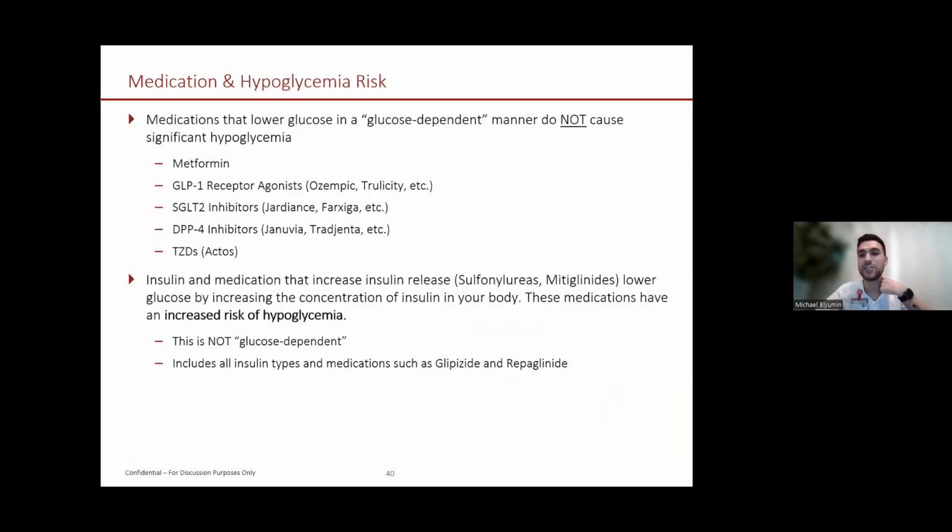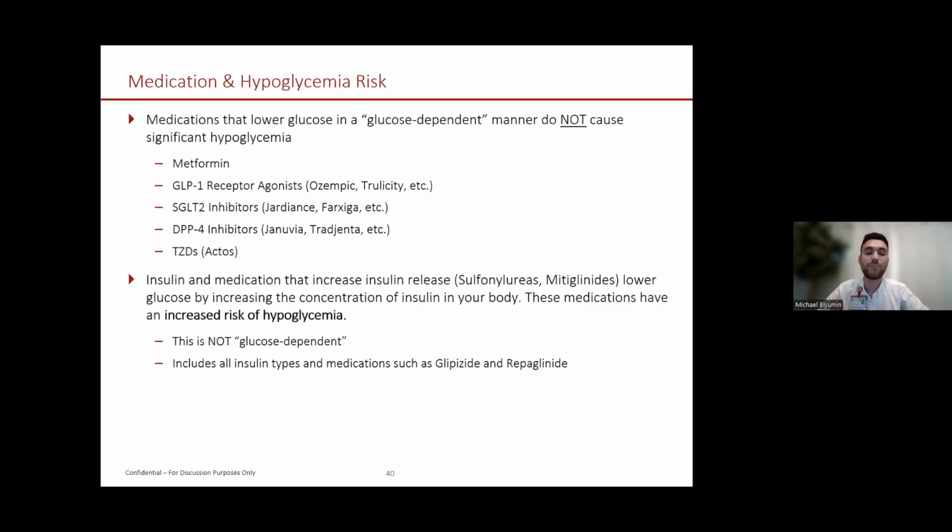Now, the last section of medication safety we want to cover is the risk of hypoglycemia, or low blood sugar. Medications that lower glucose in what we call a glucose-dependent manner do not cause a significant amount of low blood sugar. That's because they're basically working in concordance with your body to say when the effects of this medication need to be more pronounced and less pronounced. So when the glucose is lower, the medication isn't acting as actively. When the glucose is higher, the medication is acting actively to bring it down. But it's not going to bring it down to a level that's going to cause low blood sugar, at least it's not been noted to really have that risk.